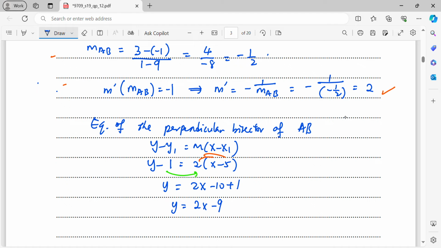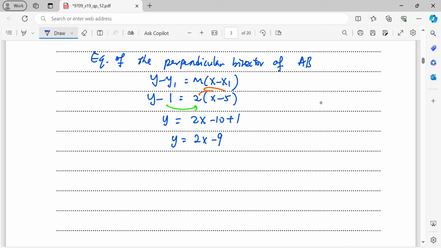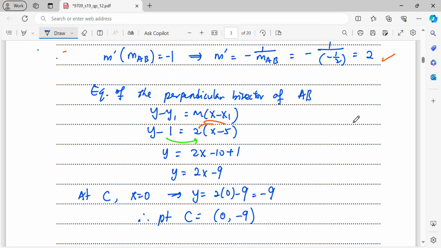But then, when you refer to the question, it's mentioned that the perpendicular bisector of the line intersects the y-axis at point C. So, intersect y-axis, that means x equals 0. Then I need to find out what is the y coordinate. So now, I just write at C, the x equals 0. Therefore, now my y is 2 times 0 minus 9. That is going to be minus 9. Hence, my point C has coordinates (0, -9). So that is the solution of this question.